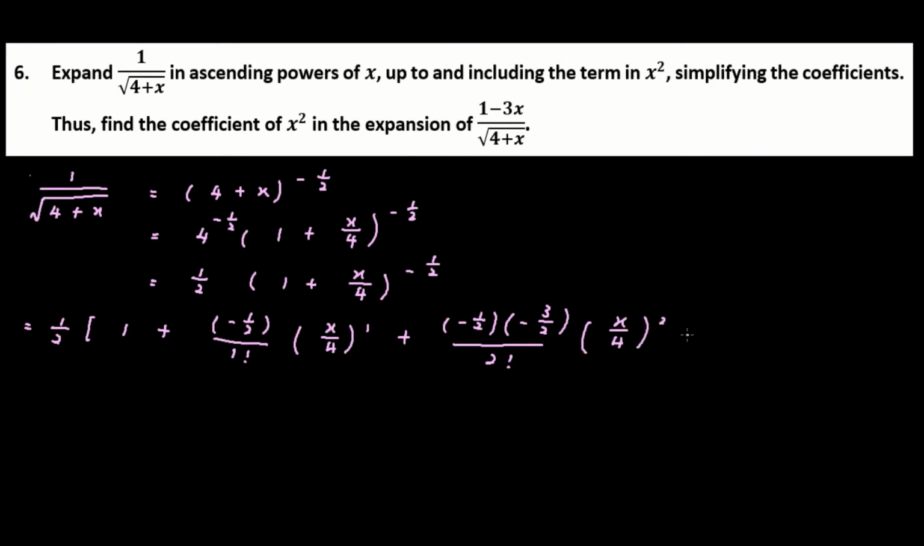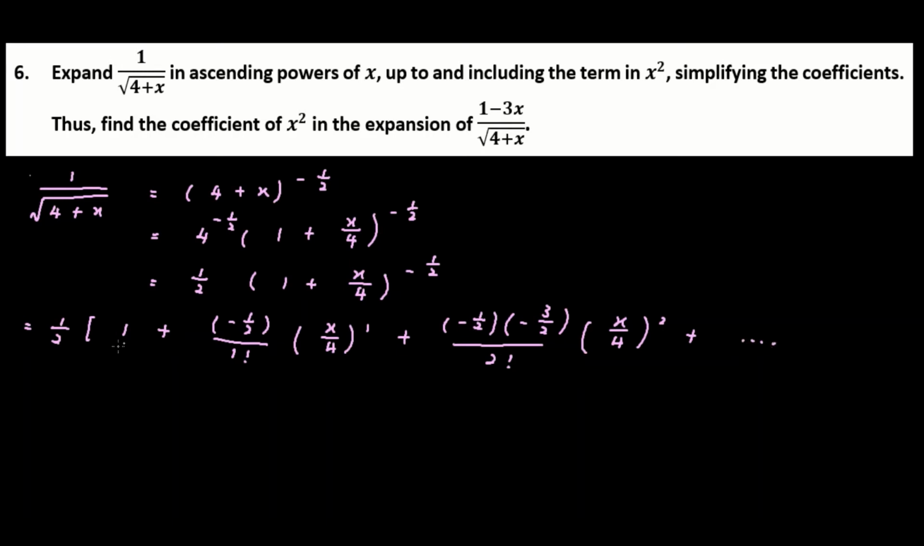The next one, you will have negative 1 over 2, negative 3 over 2, and negative 5 over 2. Oh, this question only wants x squared. Actually, up to here is enough already, but if you have written it, just leave it, it's fine. Okay, just up to x squared, so this is more than enough.